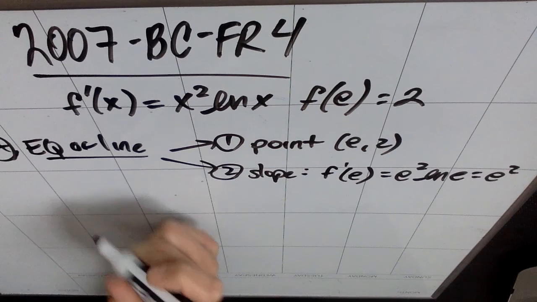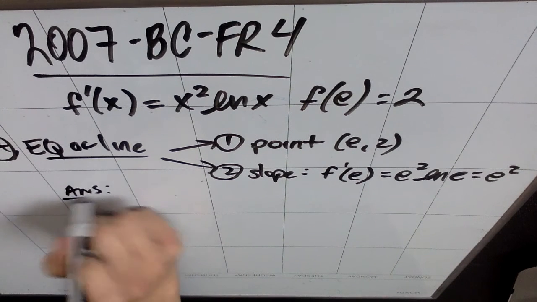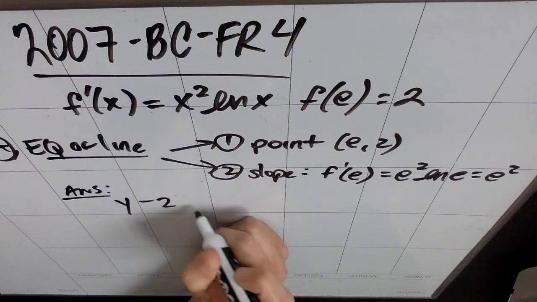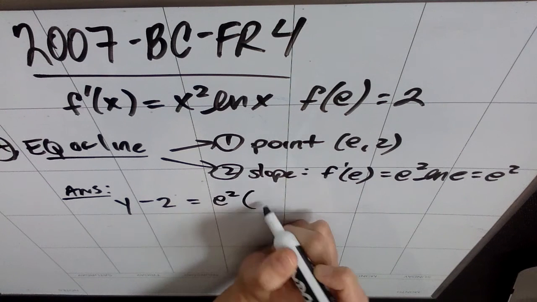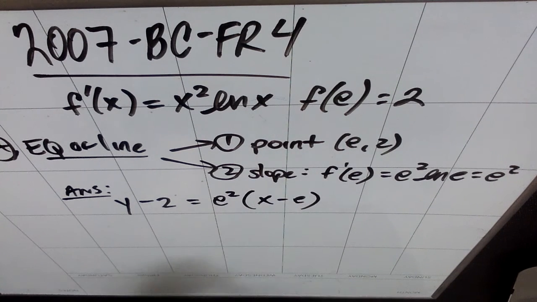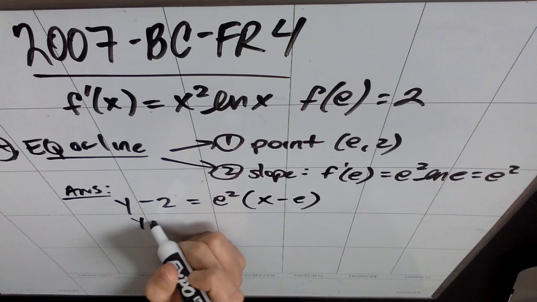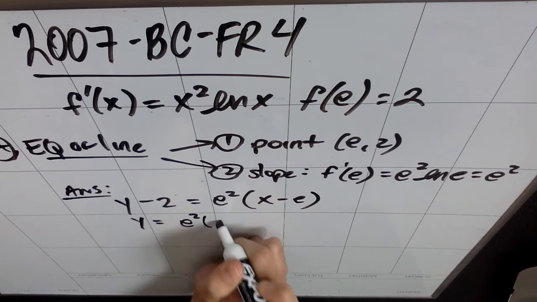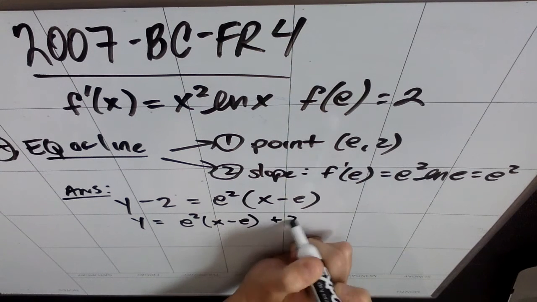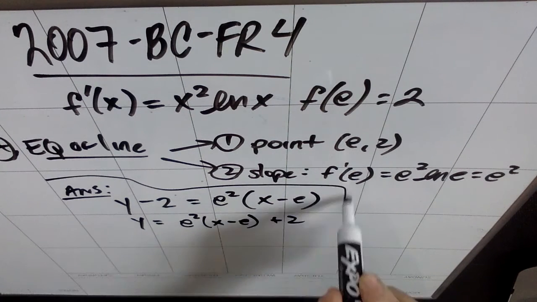Once I know that, my answer should be point slope: y minus the y value, which is the 2, equals my slope, e squared, in parentheses x minus the x value. This is totally right. They didn't ask you to solve for y, but if you feel more comfortable, you can add the 2 over. If you choose to do that, I would suggest that you leave the 2 nice and separate and just add it over as a plus 2 at the end. Either of those answers are fine.